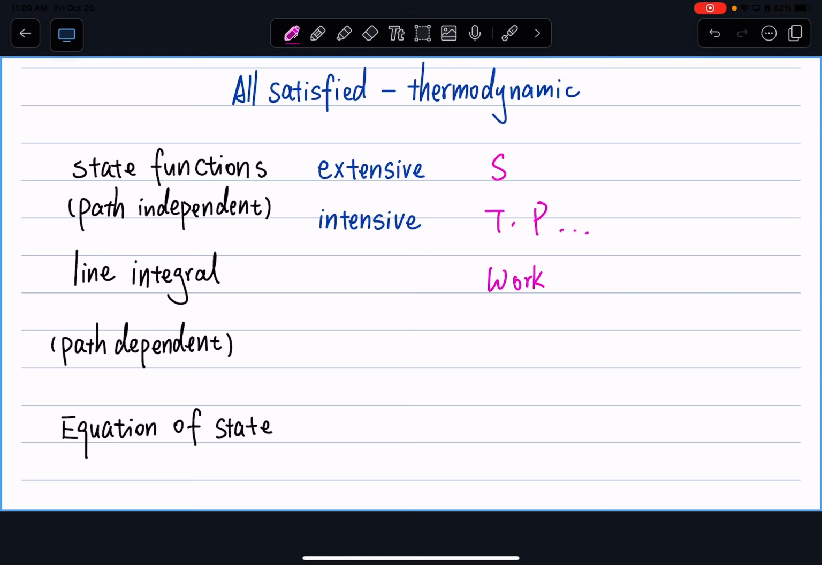So one of the ways to practice for this kind of problem is to write out all the functions we have talked about, look at them, and assign whether each is a state function, extensive or intensive, or a path integral. Just practice it yourself, then it's very helpful.